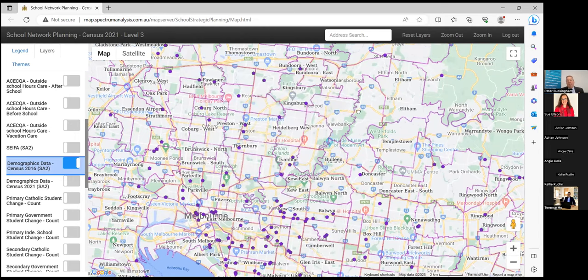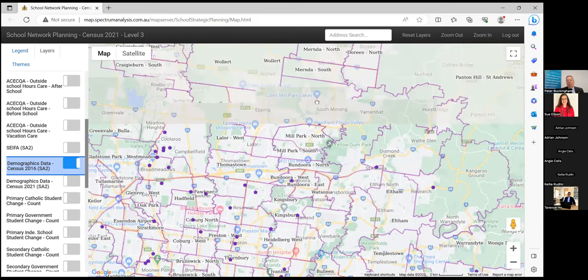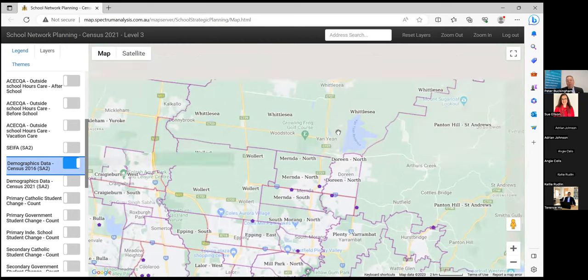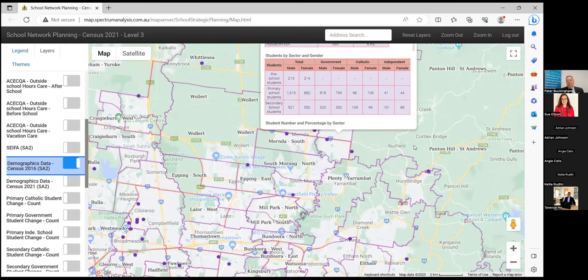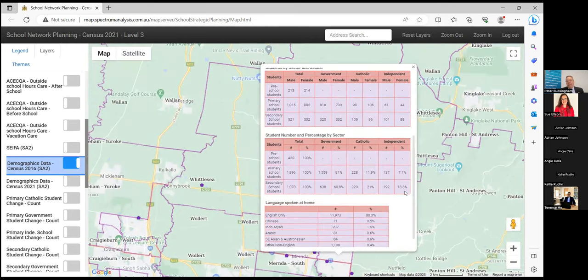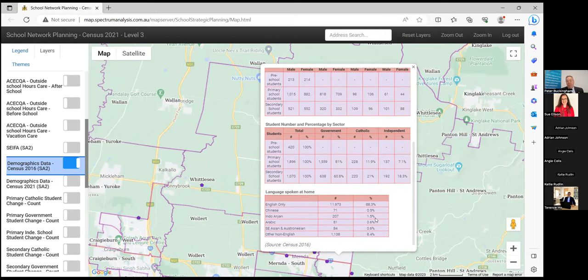I'll take us up to the northern developing areas of Melbourne. If I go and have a look at Doreen, we're still going to get about 18% go to independent school, about 60% to government, and about 21% to Catholic. And because we've done some work up in this area, I do know it's coming on with a very strong Indo-Aryan language now, language spoken at home.